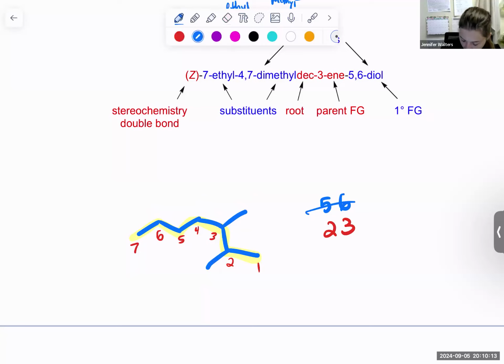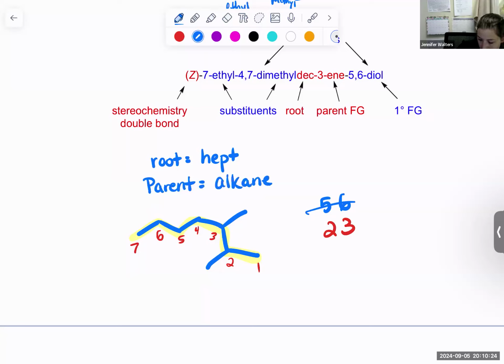So then my root is going to be hept for my 7. My parent functional group is alkane, so I'm going to take that A and E. Then my substituents are methyl and methyl. So it is a 3-methyl and a 2-methyl. So these become a 2,3 dimethyl. My backbone is heptane. So when I bring these together, this molecule becomes 2,3-dimethylheptane.